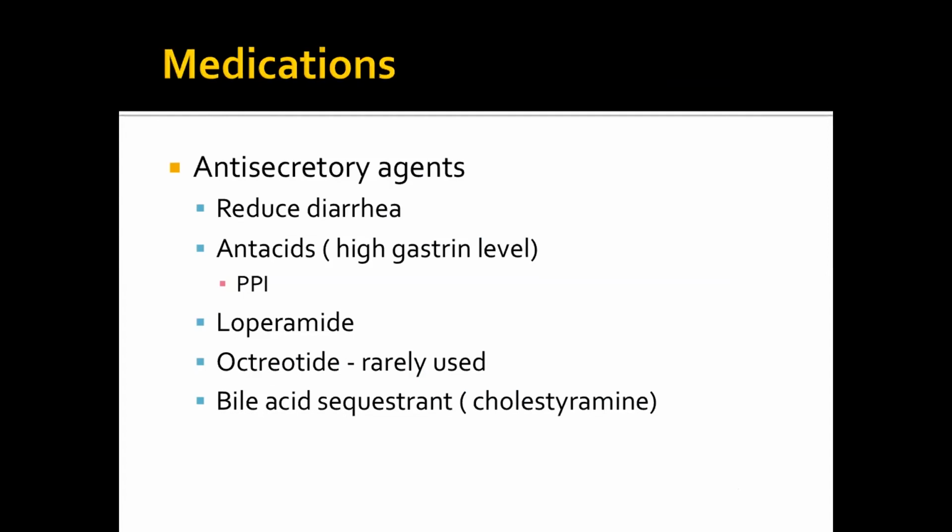Medication that helps with alleviating the symptoms of short bowel, such as diarrhea. Anti-secretory agents will help reduce the diarrhea. Antacids are a must. Patients with short bowel have a high endogenous gastrin level, so they are prone to peptic ulcer disease and bleeding. So they need to be on a proton pump inhibitor. Loperamide and octreotide can be used, usually over a short period of time. Don't give them for a very long time.